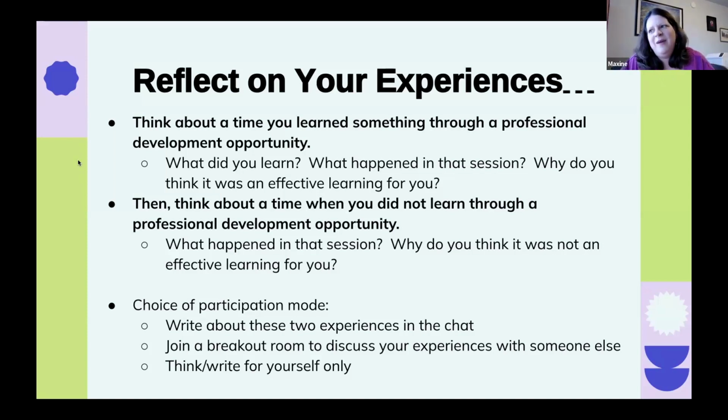And then also think about a time when you did not learn through a professional development opportunity. What happened in that session? Why do you think it was not an effective learning for you? Again, I don't know that I would have said at the time I didn't learn, but I know that I went to this big workshop seminar that Lucy Calkins had years and years ago. And I can't tell you a thing that I learned out of it, other than it was Lucy. And so, that's an example of a time that it wasn't particularly effective.